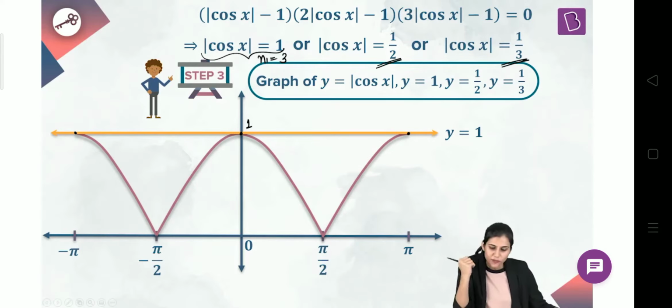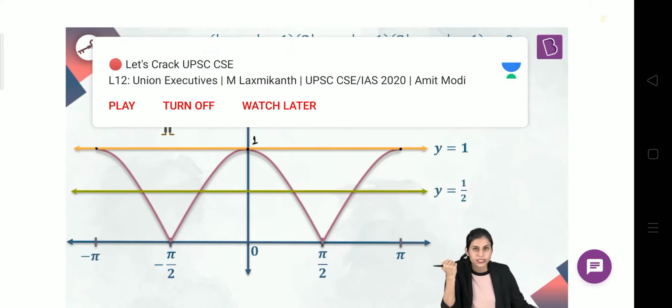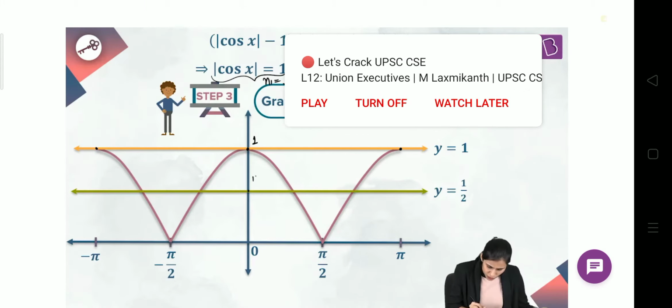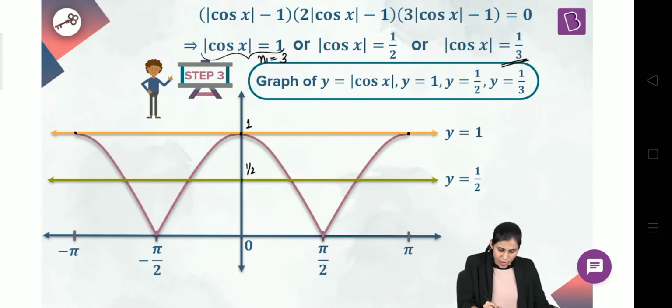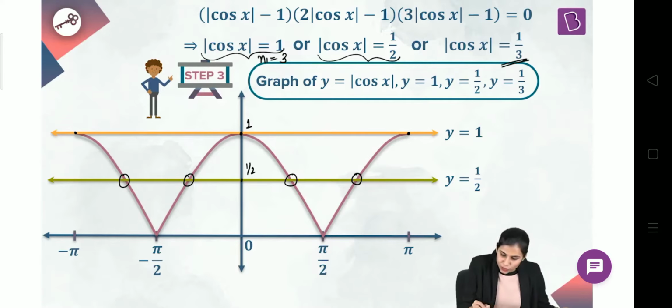Next, let's plot the graph of the next constant function, which is y equals half. So if this is 1, this is going to be somewhere half, okay? How many points of intersection can you see now of mod cos x and y equals half? Well, it's simple. 1, 2, 3, 4. That means n2 is equal to 4, isn't it?